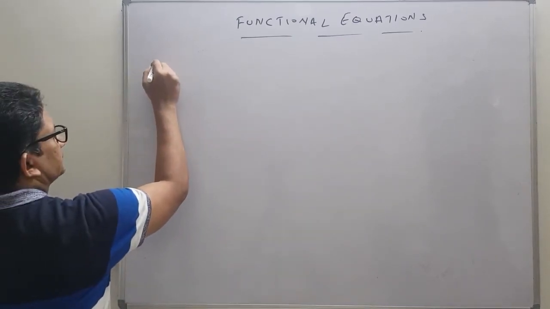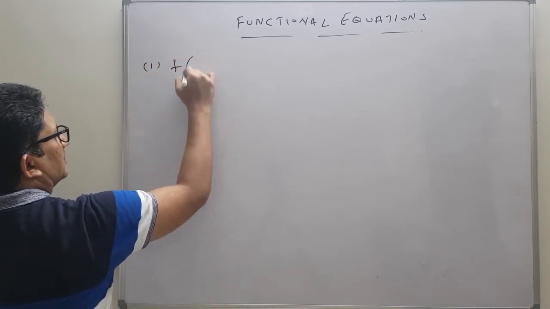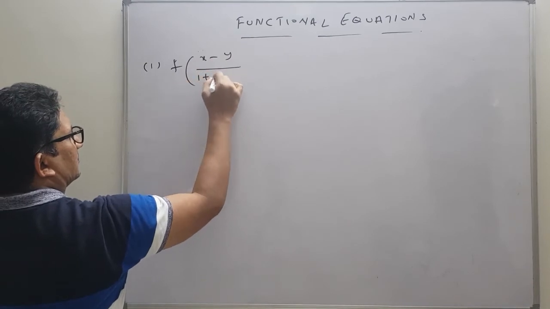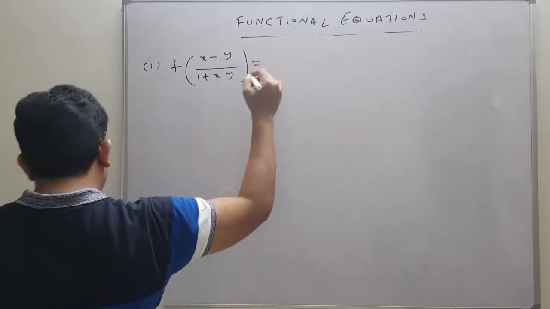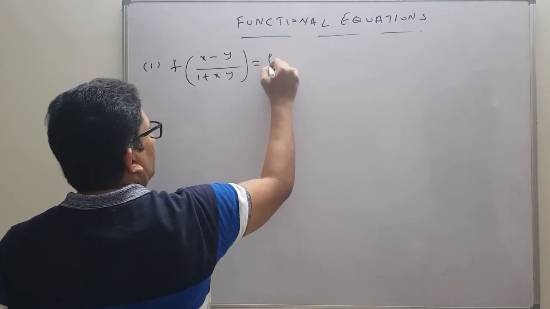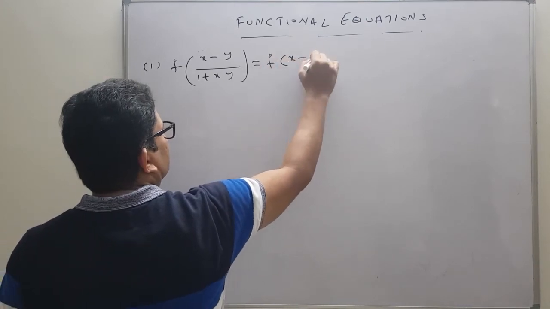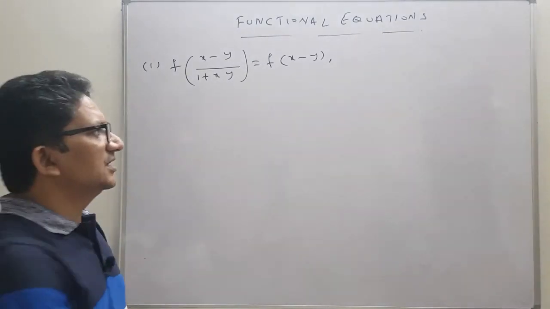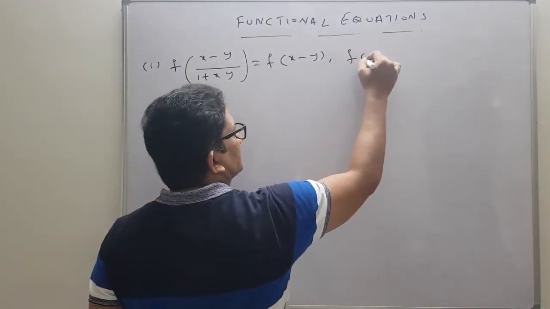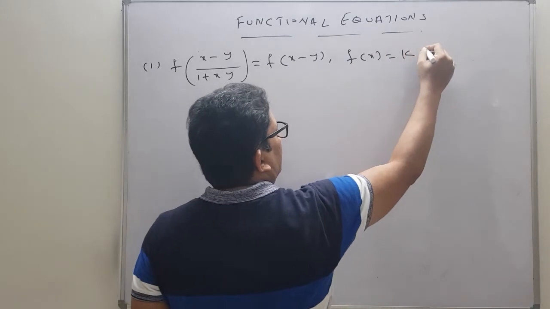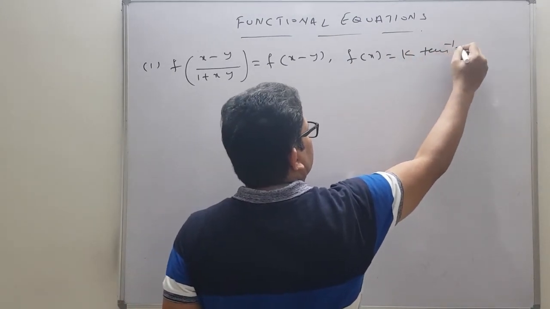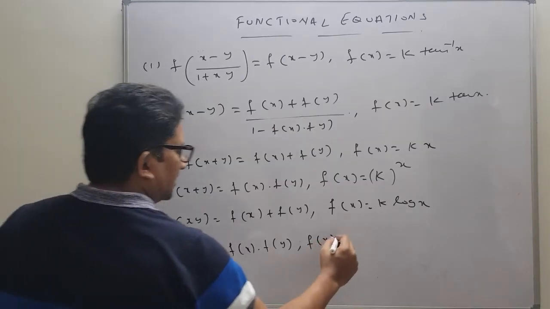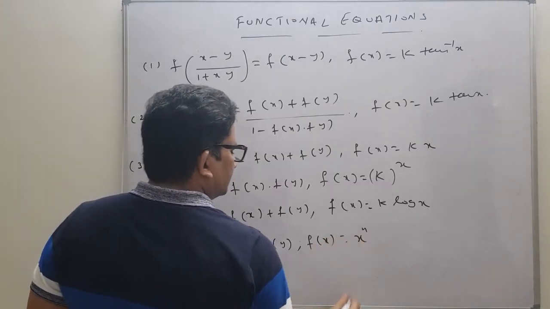First one: f of (x minus y) divided by (1 plus xy) is equal to f of x minus f of y. If such a structure is there, then f of x can be taken as k into tan inverse x.